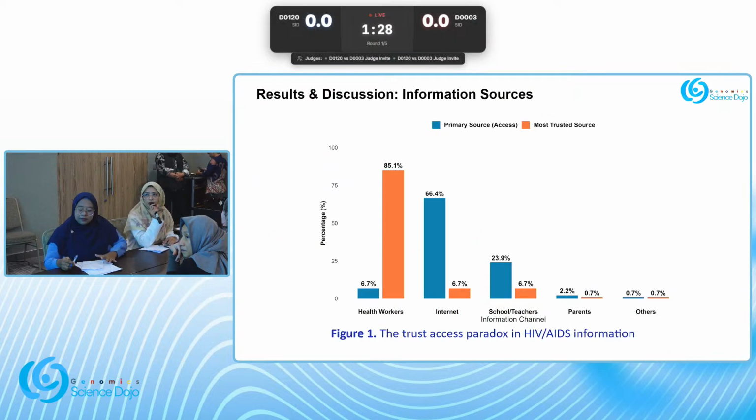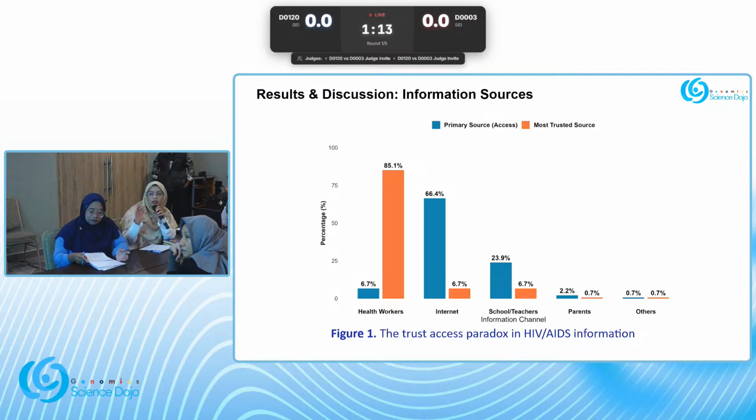All right, and here's our result. Specific to this particular university, that's the bound of our study, we see that the students tend to use the internet the most, but they trust it the least. Only 6.7% actually trust the internet, even though it's their primary source. And then most students trust healthcare workers the most, but only 6.7% turn to them for accessible information.